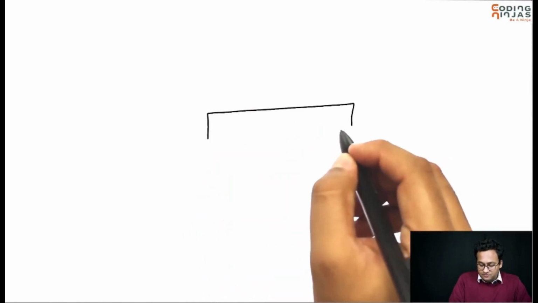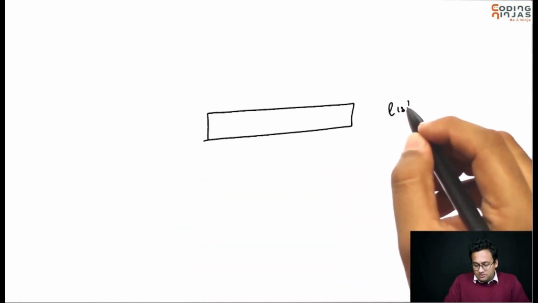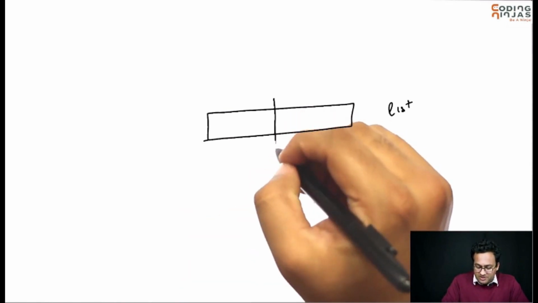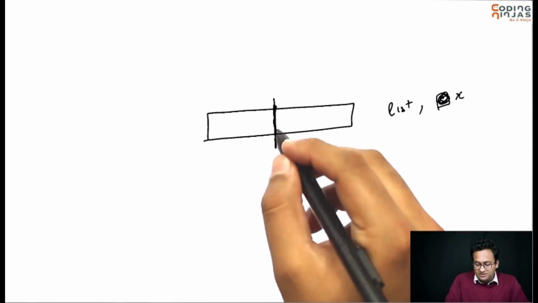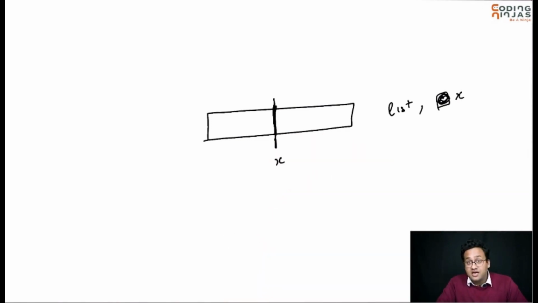We could do it iteratively, but in this session we'll be doing it recursively. Okay, so how do we do it? So I have a list. I compare to the middle element. I need to find something, I need to search something. Let's say I need to search for x. So I go to the middle element, I compare it with x, and now I know whether I need to go to the left side or the right side. Right?